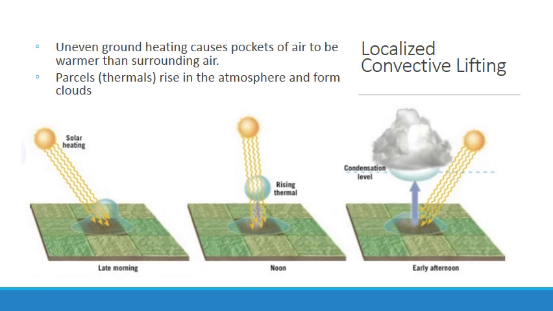On warm summer days, uneven heating of Earth's surface may cause pockets of air to be warmed more than the surrounding air. For instance, air above a plowed field will be warmed more than the air above adjacent fields of crops. Consequently, the parcel of air above the field, which is warmer and less dense than the surrounding air, will be buoyed upward. So these rising parcels of warmer air are known as thermals.